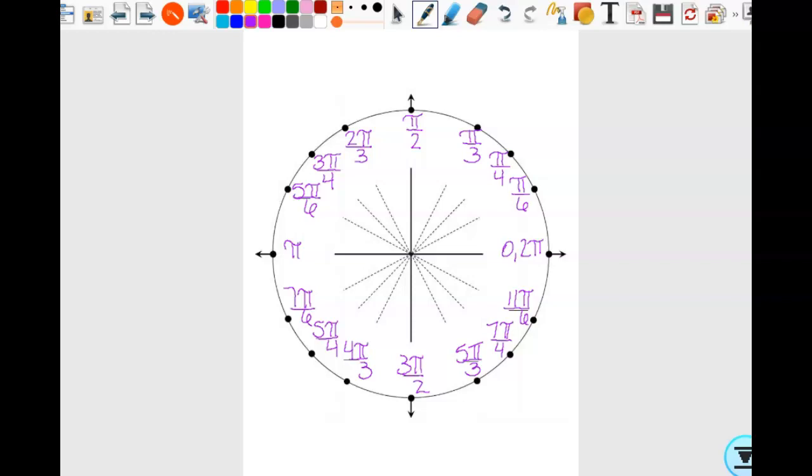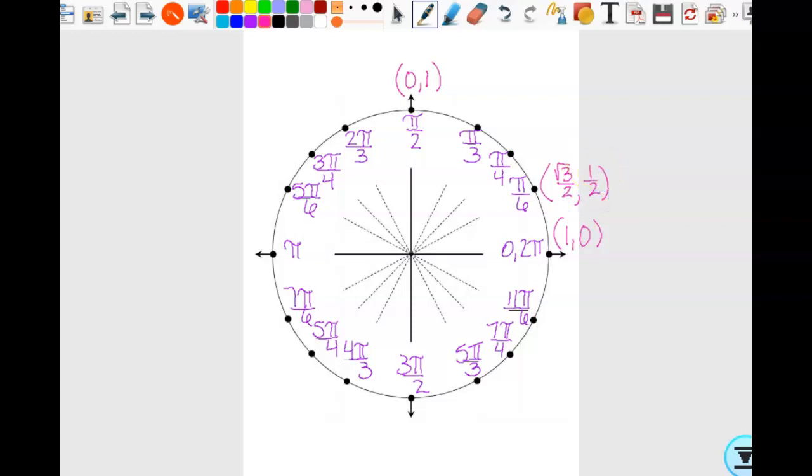Okay, so now we're going to fill in some ordered pairs, right? So we know that this one is (1, 0). We know that this one is (0, 1), right? Pi 6, use your left hand, put your ring finger down. What is the x value for pi 6? Square root of 3 over 2. And the y value? 1/2.